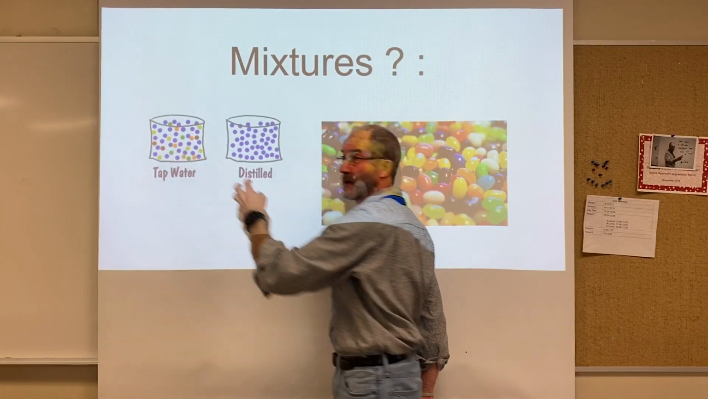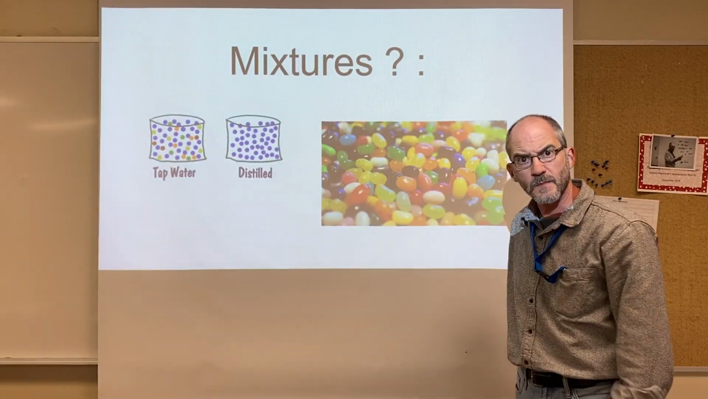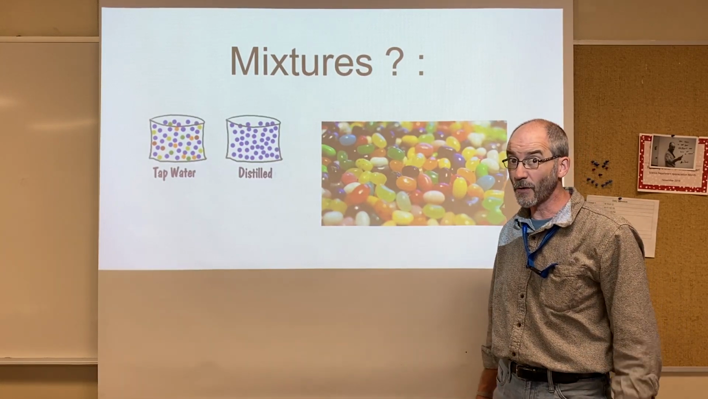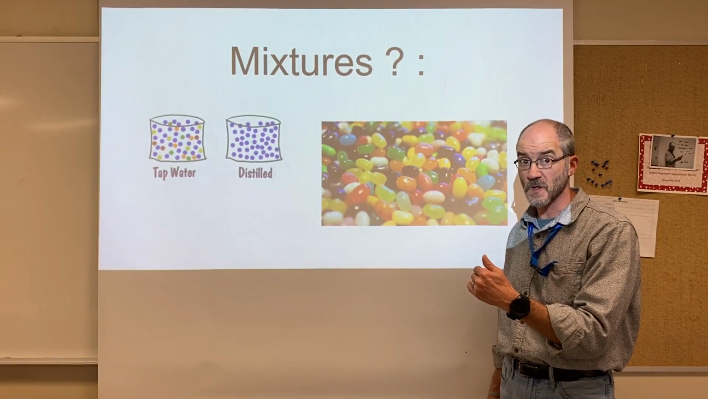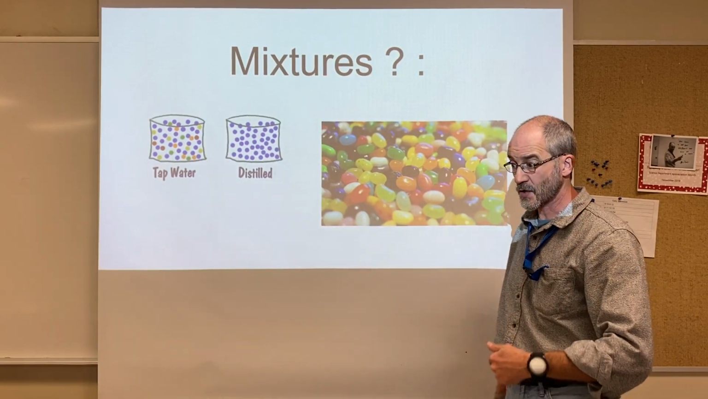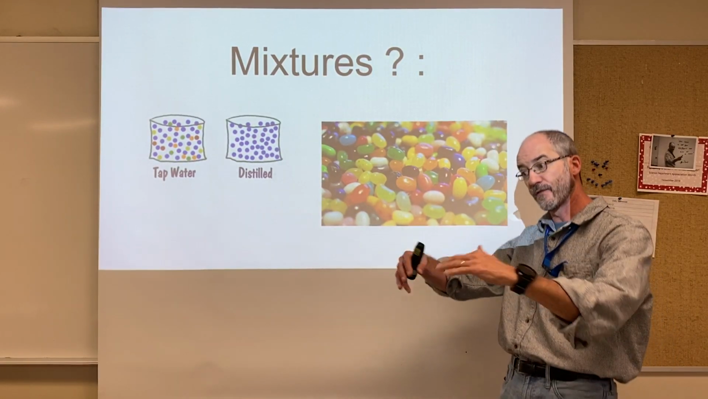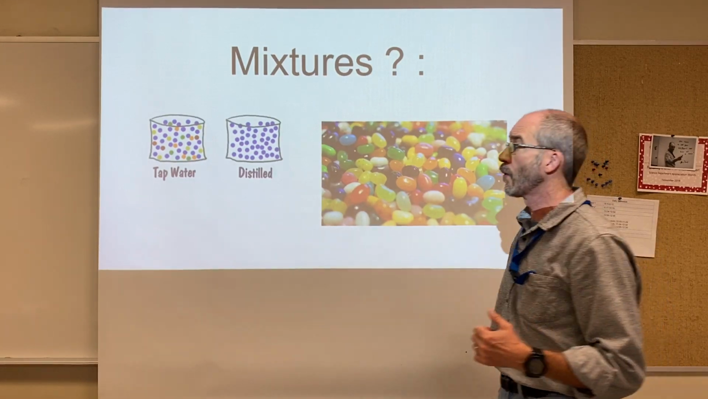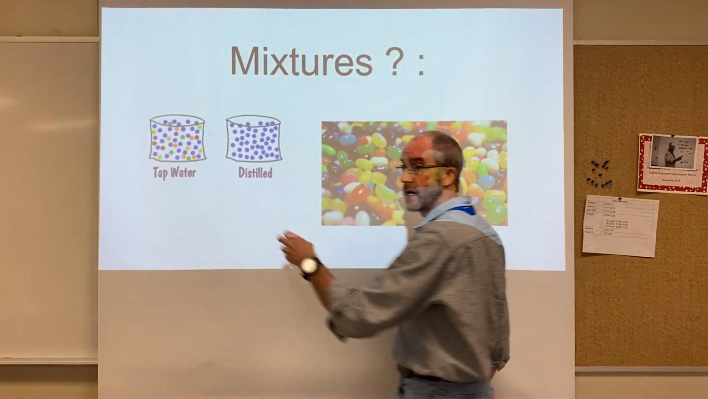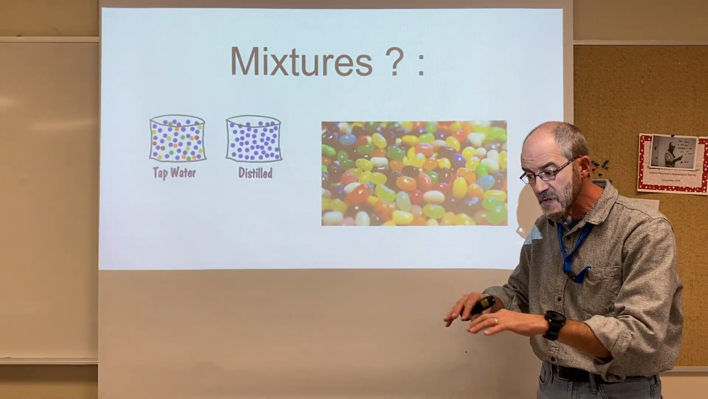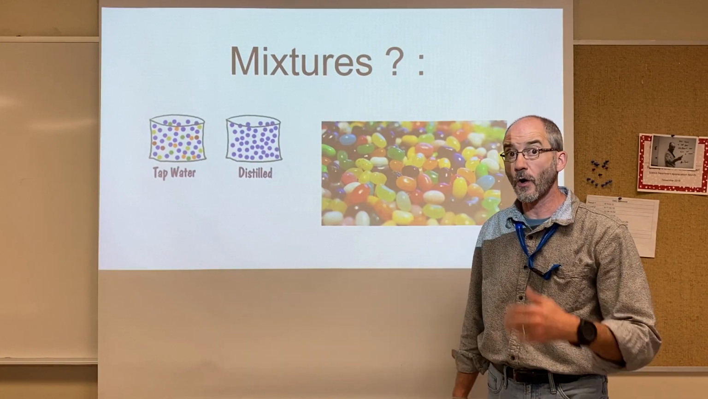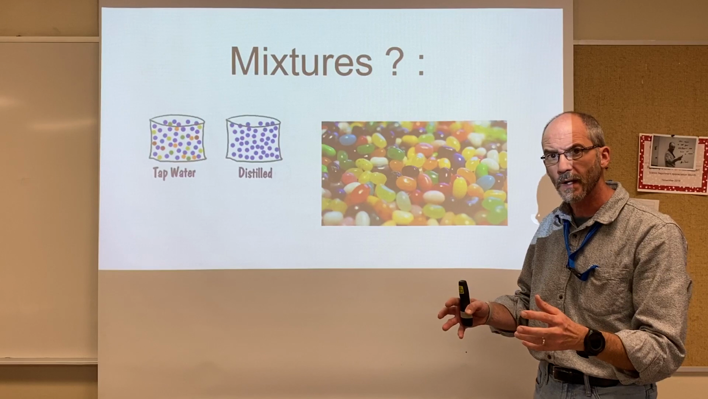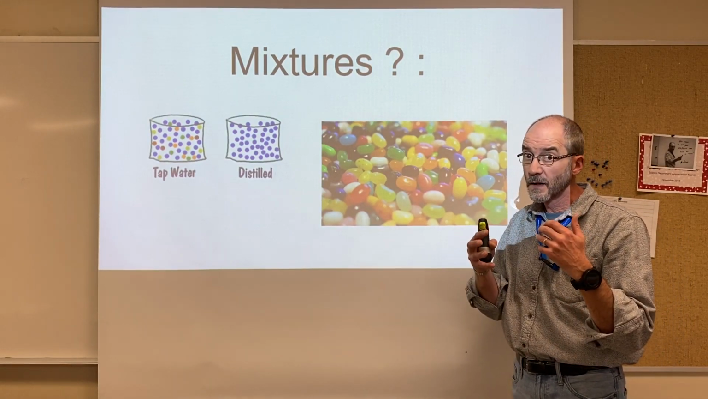Well, what about tap water on the other hand? I don't see anything in it, Mr. Day. It looks just the same as the distilled water. Well, come on. It went through a purification facility. It's going to have some chlorine in it. It's going to have fluorine because we add fluorine into our municipal water supplies because we've learned that it's good for our teeth. So this is going to be a mixture. Now, because you can't really see it, it's what we call a homogeneous mixture. It's very evenly distributed, very uniform in composition, but it's still a mixture.